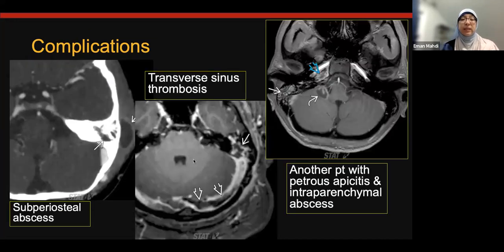So we see a case here that looks like an infection, with opacification within the mastoid air cells, and then there is subperiosteal abscess adjacent to the mastoid air cells. And then on another cut, there is thrombosis within the transverse sinus. Another patient, there is what looks like petrous apicitis, but also intraparenchymal abscess.